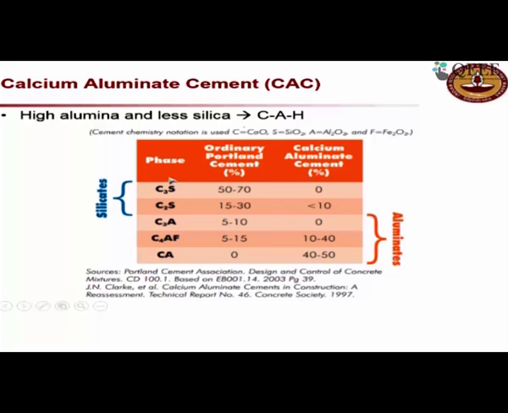What you see in ordinary Portland cement is something like this: a lot of silicates are present. And in the calcium aluminate cement, the quantity of silicate is much, much less. You can see that silicates, that is C3S and C2S combined, are less than 10%. And the majority is a significant amount of C4AF and calcium aluminates. So we call this calcium aluminate cement, and the binder here is the CAH phase, with high alumina and less silica. So instead of CSH, we have mainly CAH.